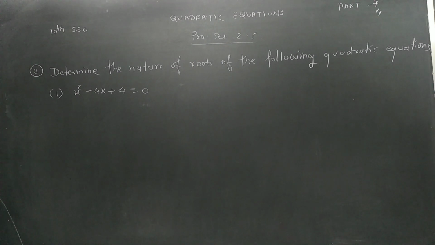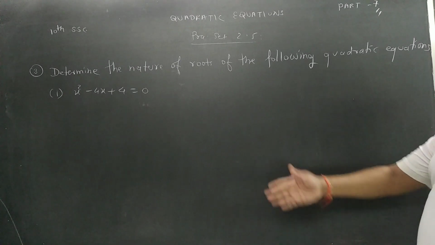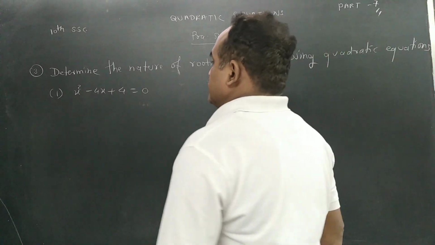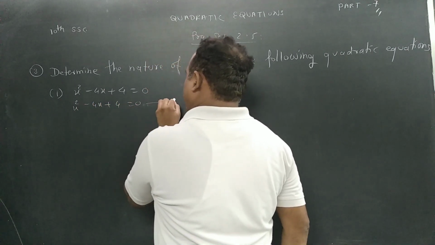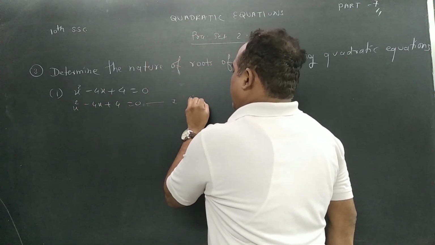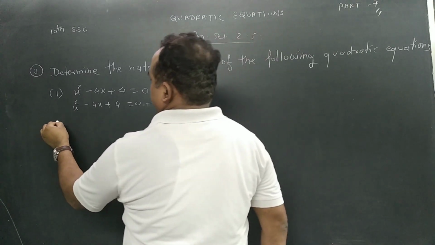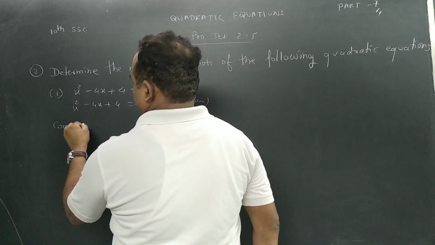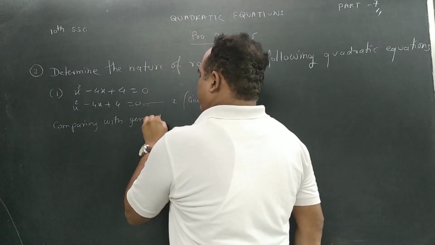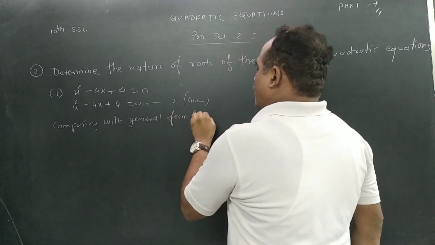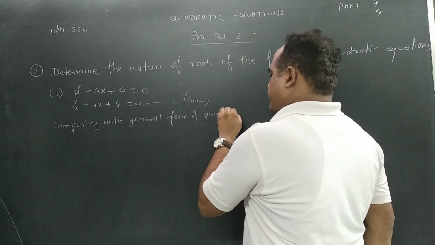We have to figure out the nature of the roots of the following quadratic equations. Nature is determined only by the discriminant. So we have to find the value of the discriminant first. So what are you going to write? x² - 4x + 4 = 0, equation 1, is given. Comparing with the general form of the quadratic equation.